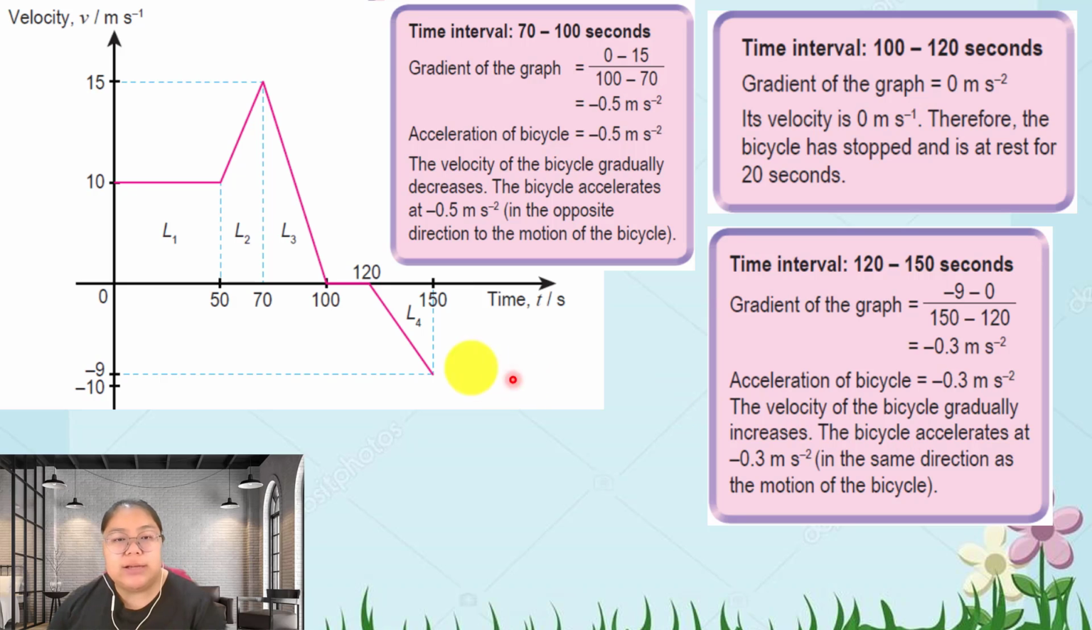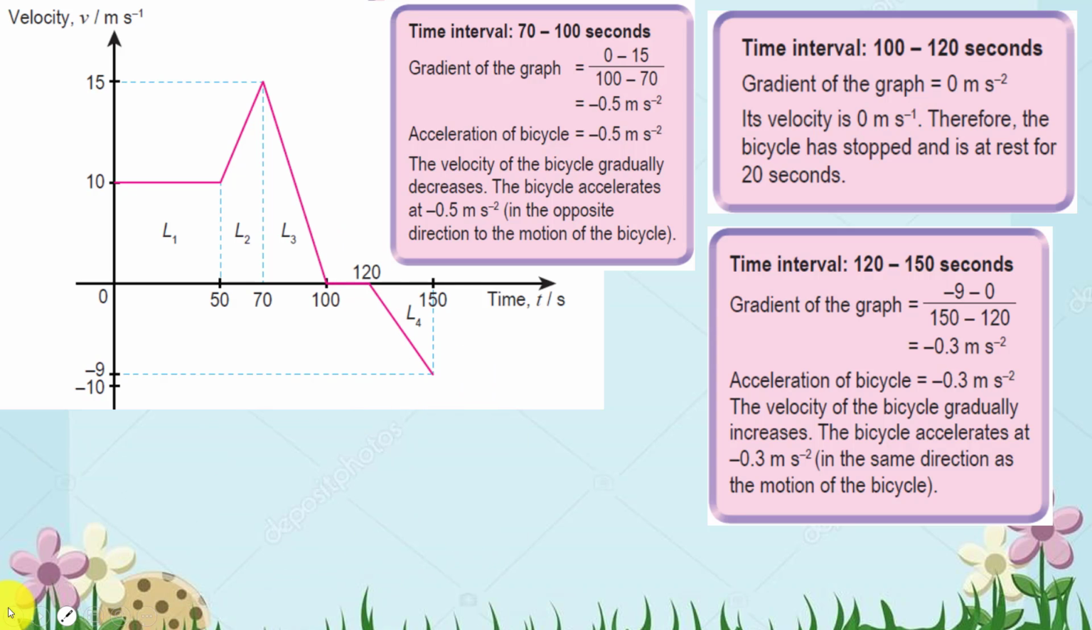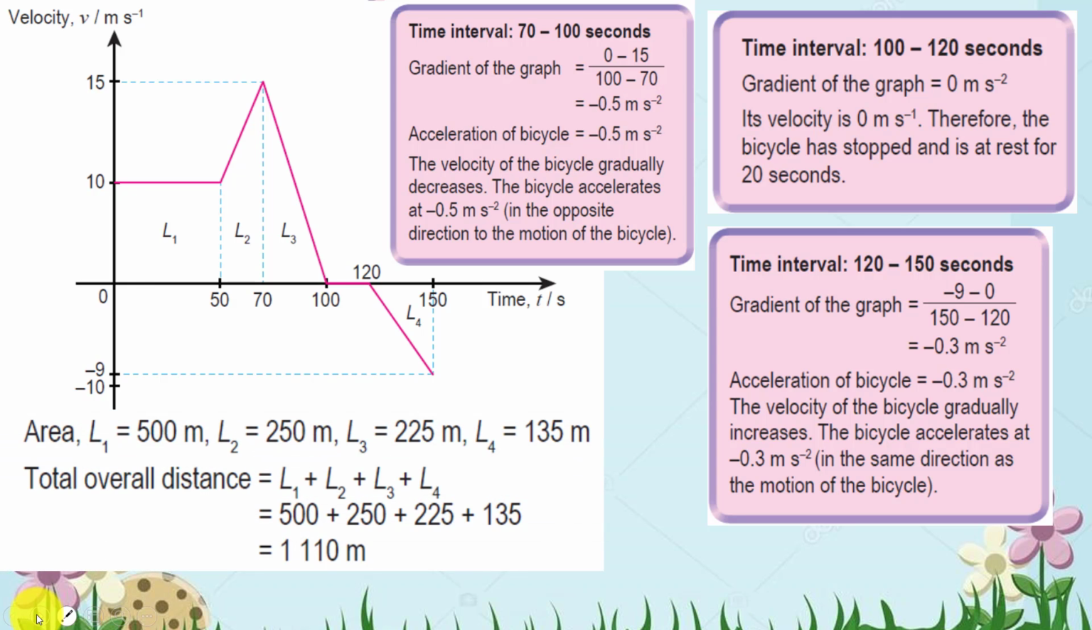So this is the explanation. When you see the VT graph, if the line is below the axis, we know that is the opposite direction. Now we are going to find the area. If the question asks to find the area, then for L1 it should be the area under the graph. That is the displacement, is it? So we are going to find the distance and displacement.